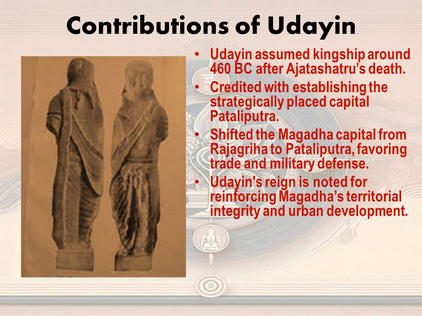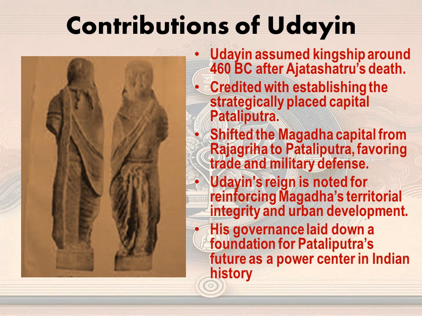Magadha became the chief urban center and promoted trade and culture, almost controlling the trade and commerce of the whole of northern India at the time of Udain. His governance laid down a foundation for Pataliputra's future as a power center in Indian history. So from this time onwards, we find a period when one who controls Pataliputra controls the whole of northern India, and thus was the impact of Udain's decision to make Pataliputra the power center of the Magadhan Empire.